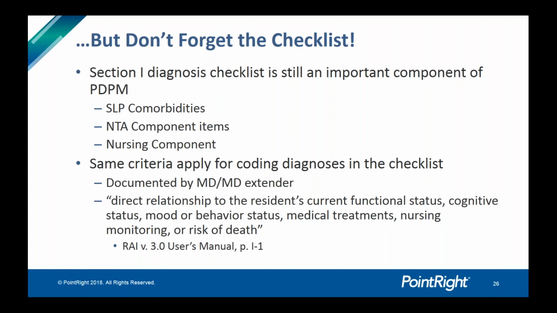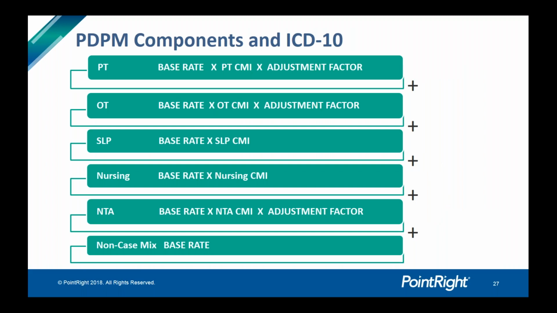Now, remember the blanket criteria for coding a diagnosis on the MDS. That diagnosis has to be documented by the physician or the physician extender during the time period of the assessment, but this is the 5-day, so you only got a short window anyway. And that diagnosis has to have that, quote, direct relationship to the resident's current functional status, cognitive status, mood or behavior status, medical treatments, nursing monitoring, or risk of death. I bet you've all got that memorized. Well, it hasn't changed. It's straight from the manual, and that's what you need to adhere to when you're coding a diagnosis on the MDS.